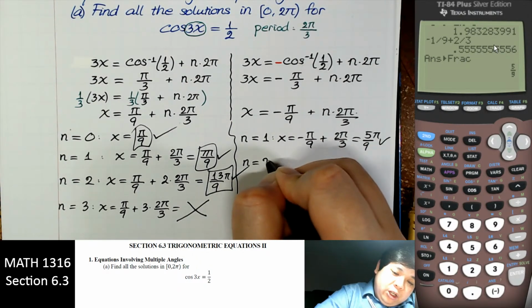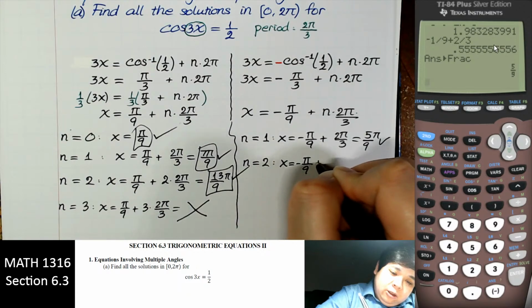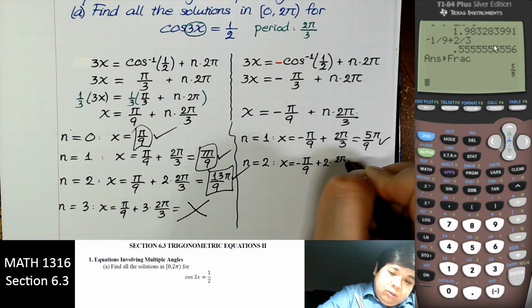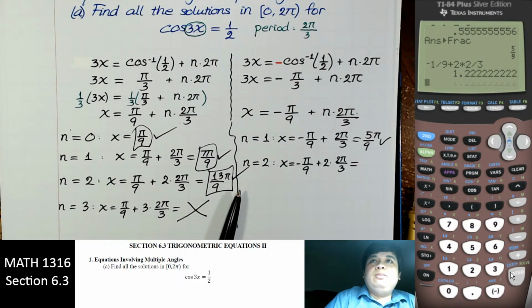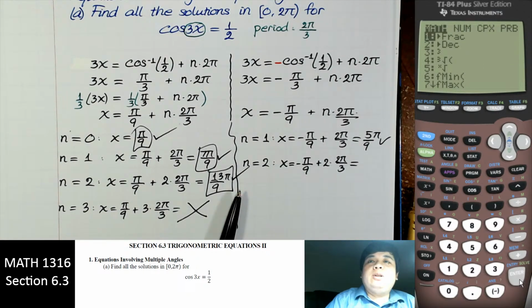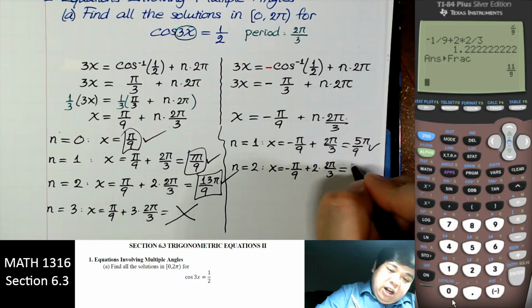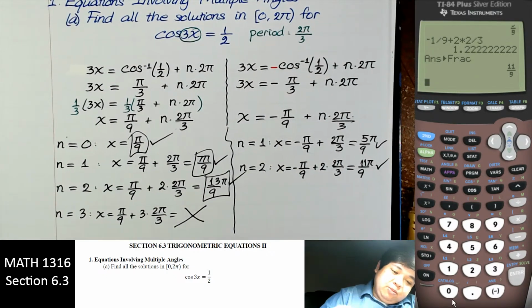Choose n equal to 2. Negative 1 over 9 plus 2 times 2 over 3. And that's still between 0 and 2 pi, which is good. 11 over 9. Stick a pi to it, and that works.